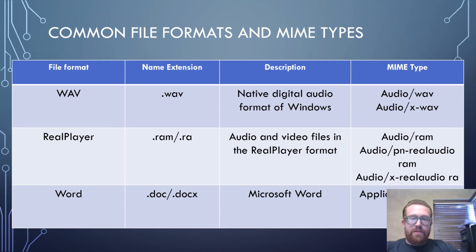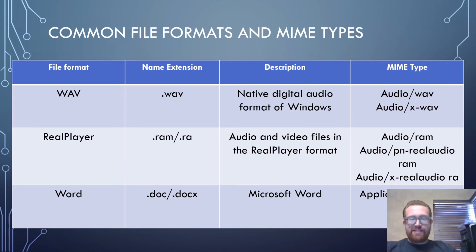RealPlayer.ram or .ra. These are audio and video files in the RealPlayer format. RealPlayer was a media type. It still exists, but it's not as popular as it once was. I remember back when I was younger using RealPlayer and having to download RealPlayer. Not as popular anymore, but it's still out there. Those have different MIME types, so keep that in mind.